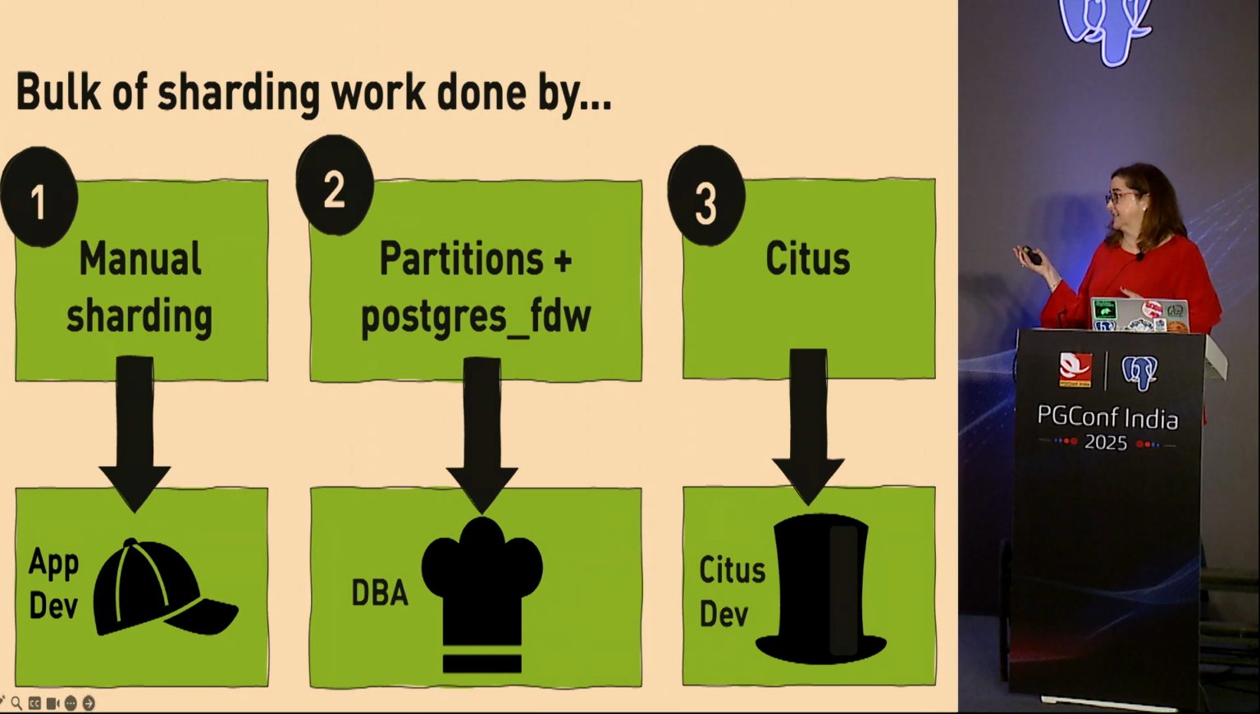In the second case, with partitions and Postgres FDW and foreign data wrappers, the DBA has a big maintenance burden. So they're carrying a lot of the load to make that work. And in the case of Citus, it's actually the Citus engineer who's carrying a lot of the load as new versions of the extension are developed and as it evolves, as new features and capabilities are added. So I just wanted to go down that segue with you.